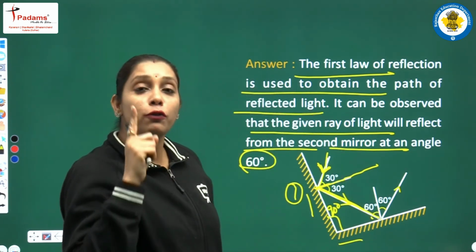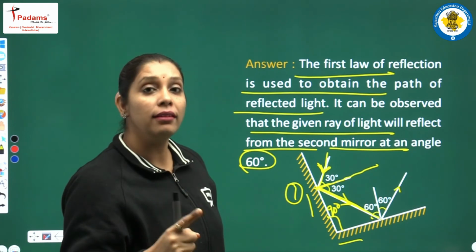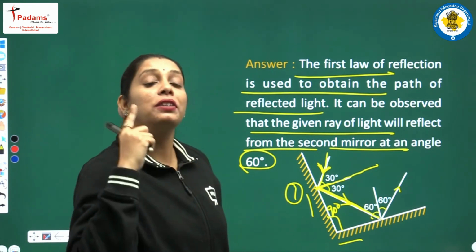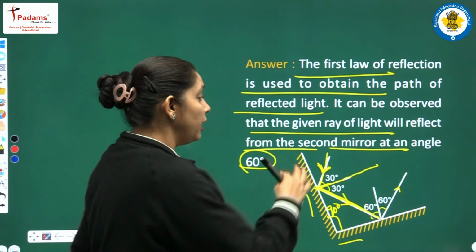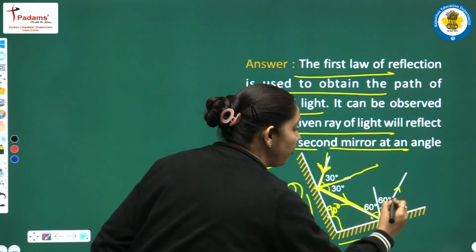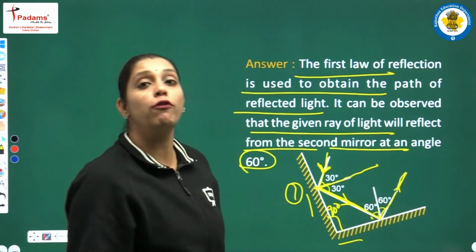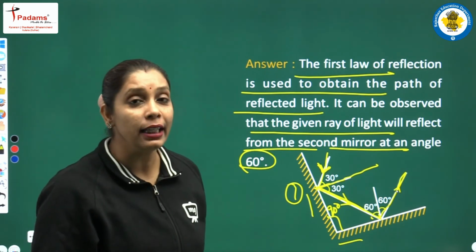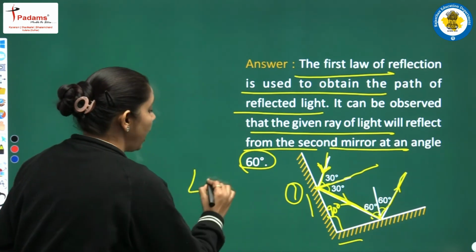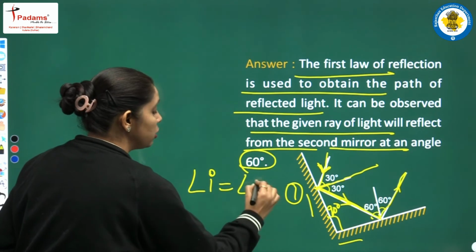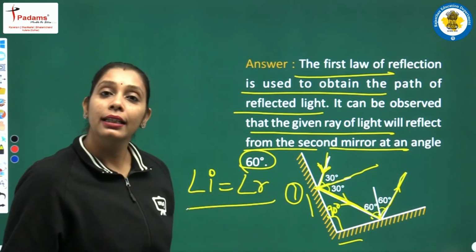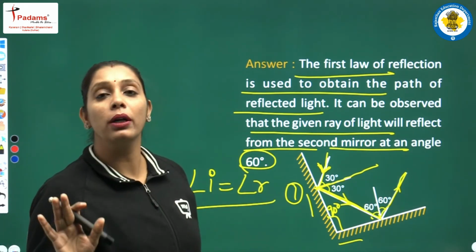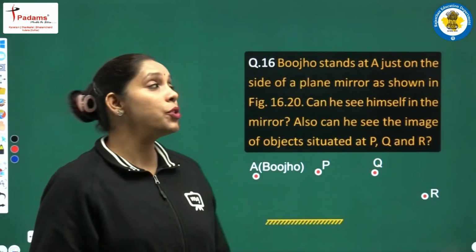Reflected ray of the first mirror will be the incident ray of the second mirror, and here the reflected ray is this one, and which will form at the degree of 60 degree, because we know that angle I is always equals to angle R. Is it clear everyone? I hope the question is clear. Move to the next question.